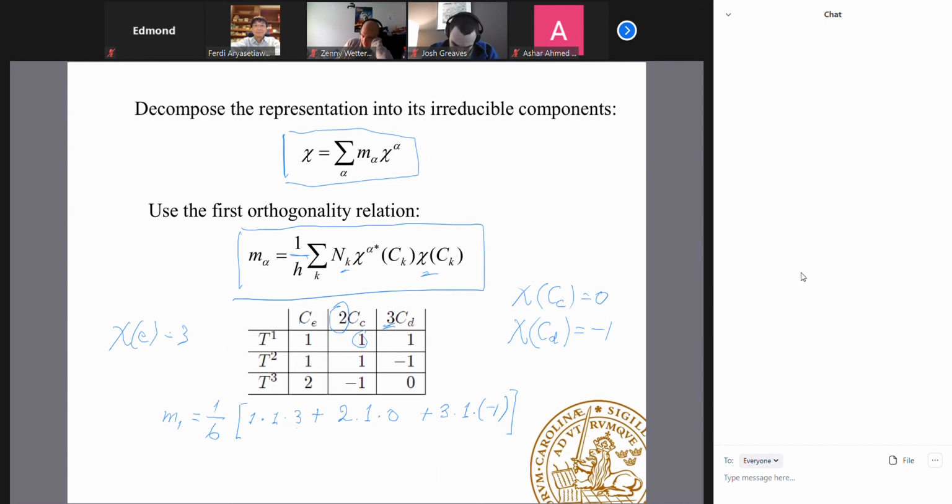So we just calculate this. It's easy, and it needs to be an integer because it's a multiplicity. And this is 0, because that's 3 minus 3, so that's 0. So this tells us that this representation contains no identity representation, because M1 is 0. And we can continue the same, and we find that M2 is equal to 1. I'm not going to do the simple algebra. It's very easy, just plug in the numbers here. And M3 turns out to be equal to 1.